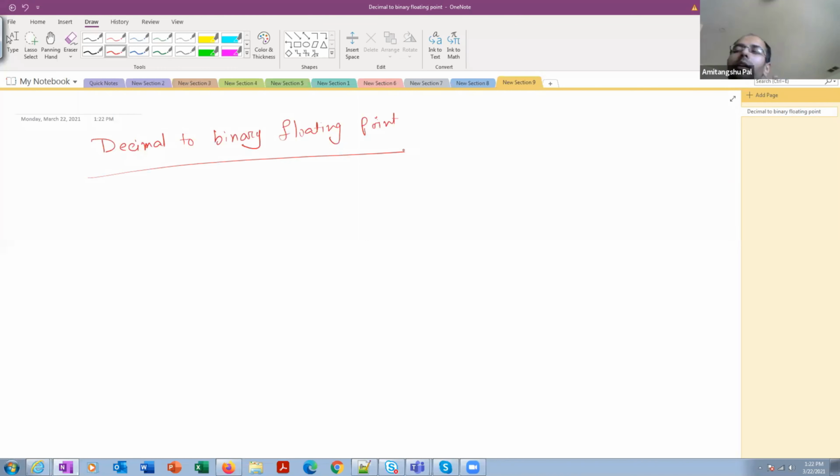Okay. Let's take a decimal floating point number, say 131.3. And let's see how we can convert this to a binary floating point number. So let me show you the steps, and gradually it will be clearer. The first step is to convert the integer part and the fractional part separately to binary format. We know how to convert from integer to binary. I'm going to show you how to convert a fractional number to its corresponding binary representation.